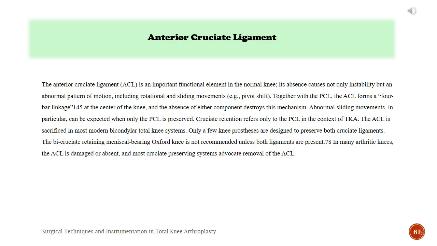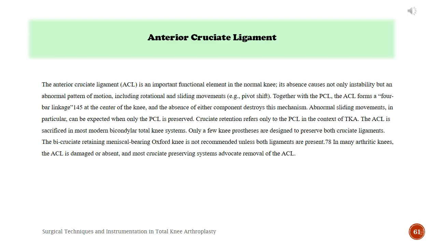Anterior cruciate ligament. The anterior cruciate ligament, ACL, is an important functional element in the normal knee. Its absence causes not only instability but an abnormal pattern of motion, including rotational and sliding movements, for example, pivot shift. Together with the PCL, the ACL forms a 4-bar linkage at the center of the knee, and the absence of either component destroys this mechanism. Abnormal sliding movements, in particular, can be expected when only the PCL is preserved.